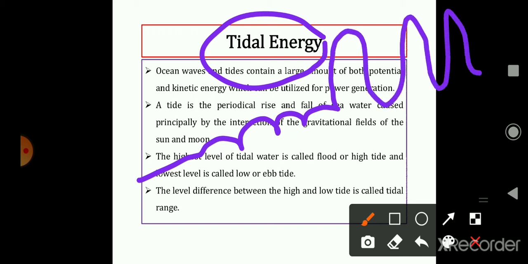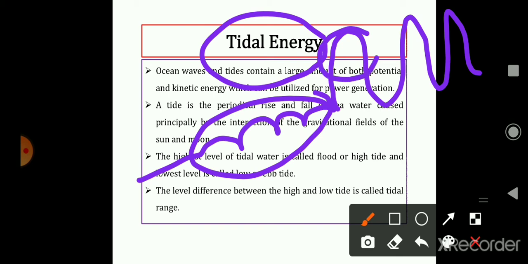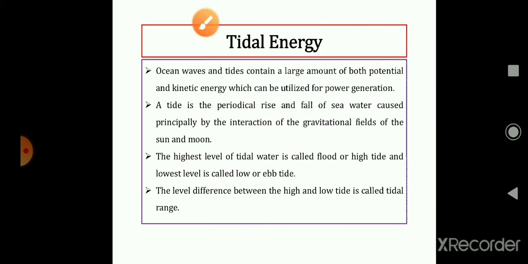So in these waves there are two types of energies. One is kinetic energy, another one is potential energy. Each and every tide has a huge amount of kinetic energy and potential energy. Now we want to utilize both kinetic energy and potential energy for generating electrical energy. For this purpose we are going to see one tidal energy plant.